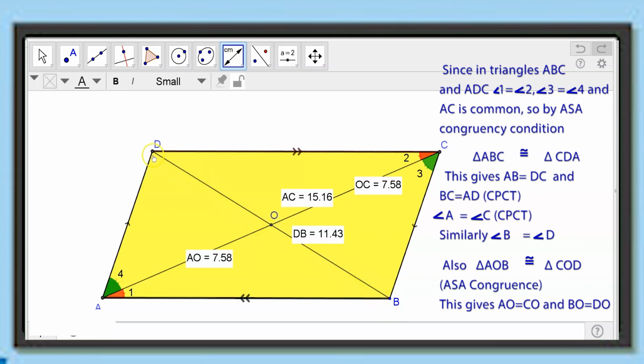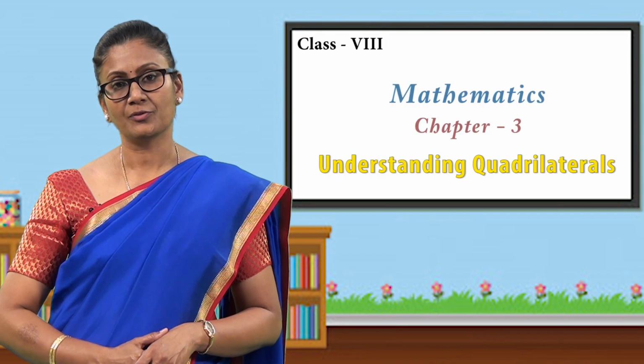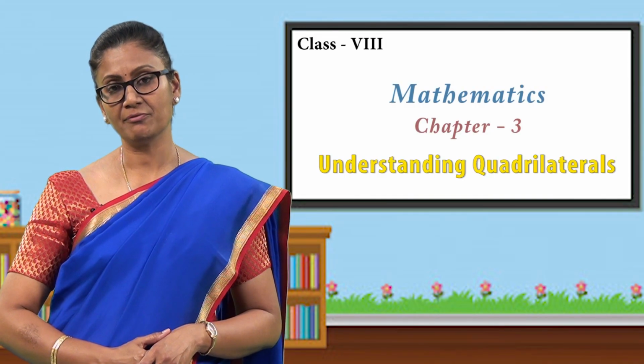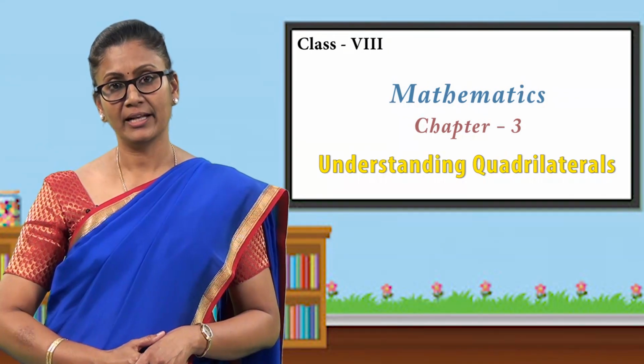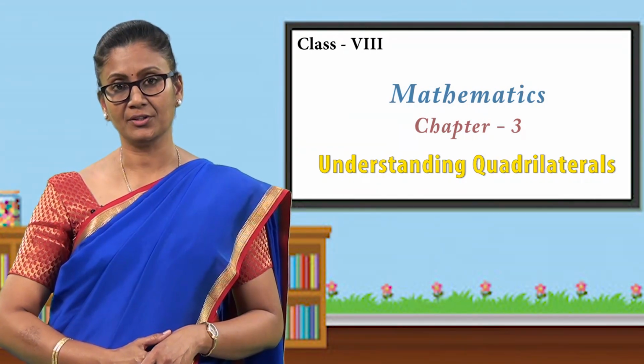diagonal. Now let us go and measure DO. That is showing 5.72. What about OB? Again it is 5.72. So we can go and say that the diagonals of a parallelogram bisect each other. So from the video, you are able to verify all the properties of a parallelogram. So now let's list them one after another.